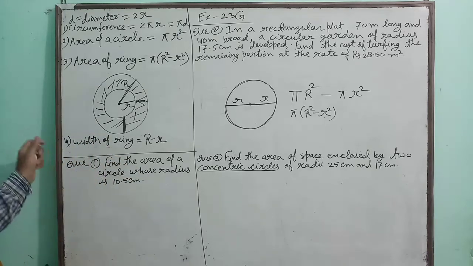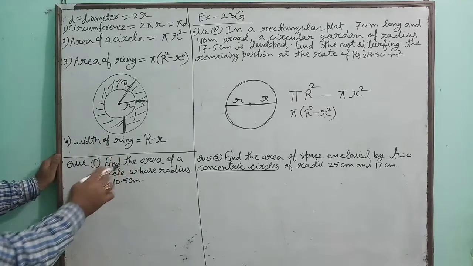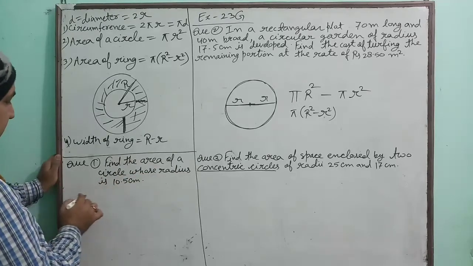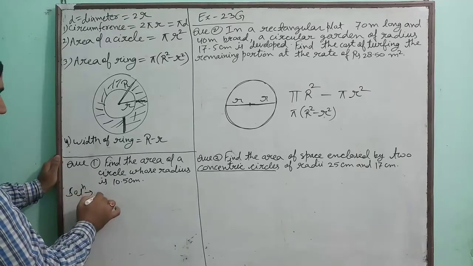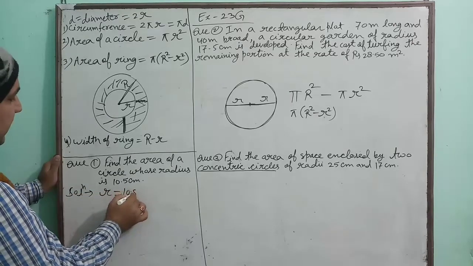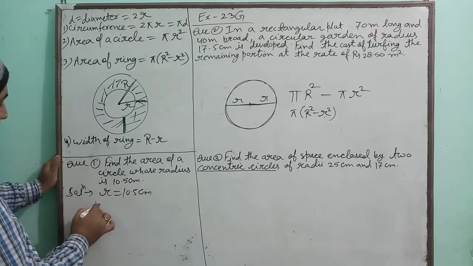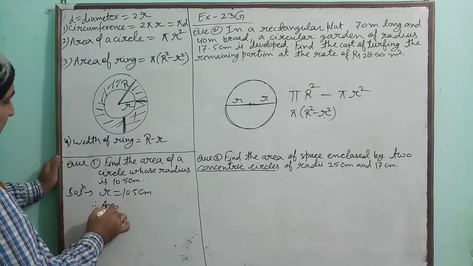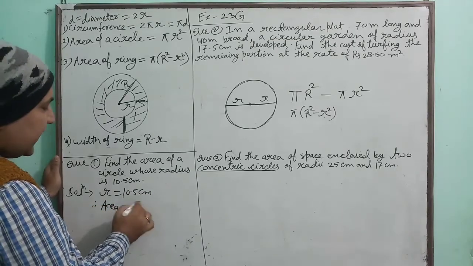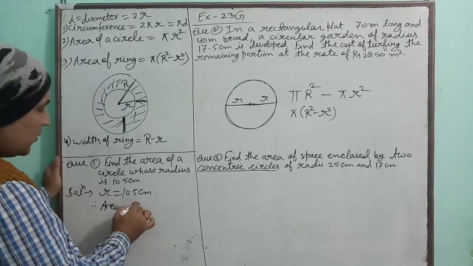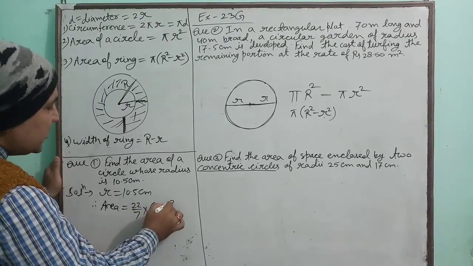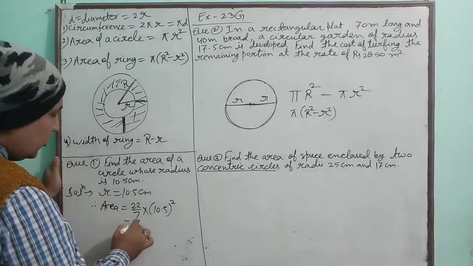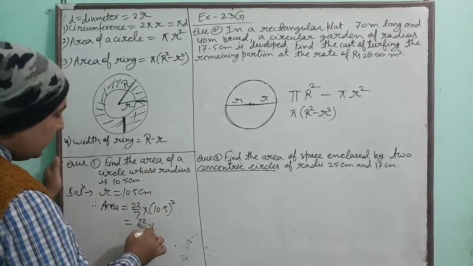Now see the question number 1. Find the area of a circle whose radius is 10.5 centimeter. See how easy it is. Radius is given, 10.5 centimeter. Therefore, area will be pi into r square. So pi means 22 by 7. R square means 10.5 square. Now solve and get your answer.